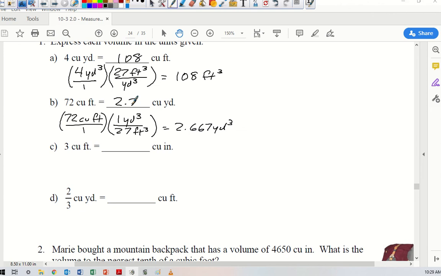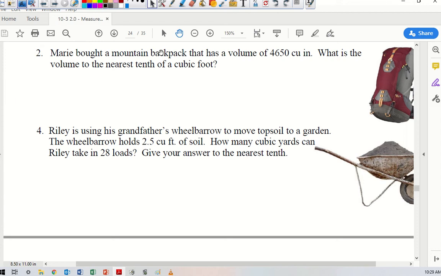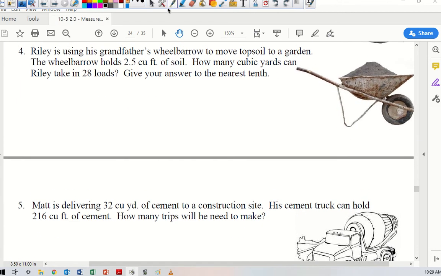Okay, so then I'm going to go down to number 4, which should be number 3, but there's a typo in my notes. So we'll go down to number 4, hauling dirt with a wheelbarrow. Riley's using grandfather's wheelbarrow to move topsoil to a garden. Is that light flickering again? No? No. The wheelbarrow holds 2.5 cubic feet of soil. How many cubic yards can Riley take in 28 loads?